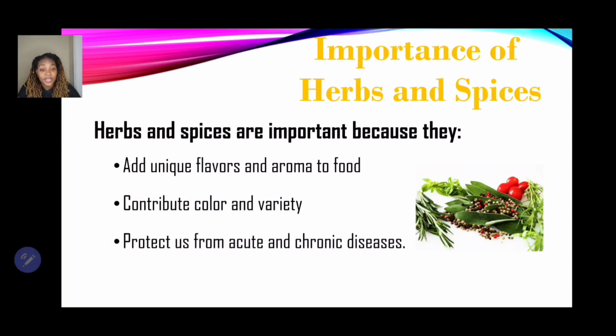Good. Three, they protect us from acute and chronic diseases, right? How many times someone may be feeling ill, right? Or someone may be feeling upset, and a little ginger tea, a little mint tea, whatever the case is, a little cayenne helps to boost the immune system. Good. So herbs and spices also protect us from acute and chronic diseases. Good. As I said before, they contribute to the color of your meal, and contributing to color also adds variety, right?